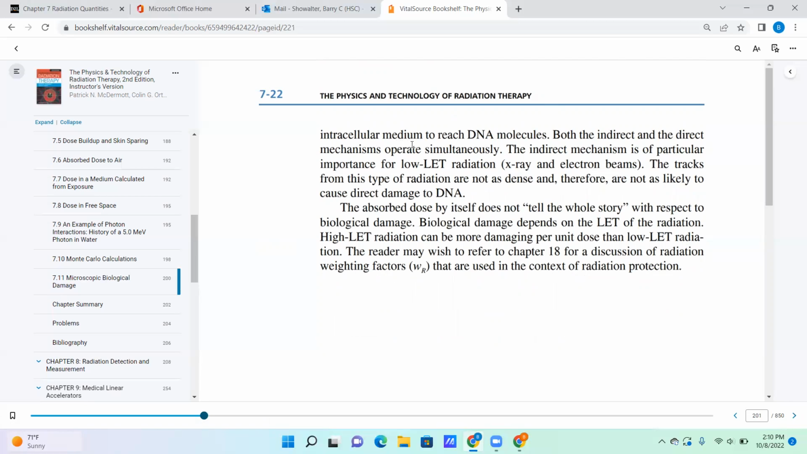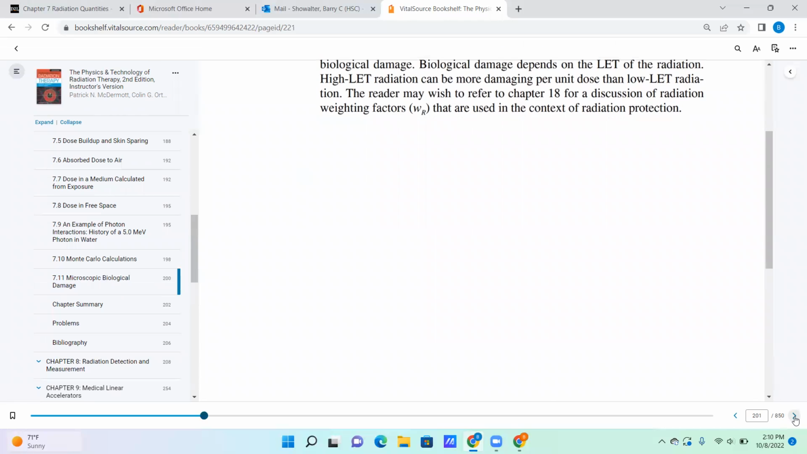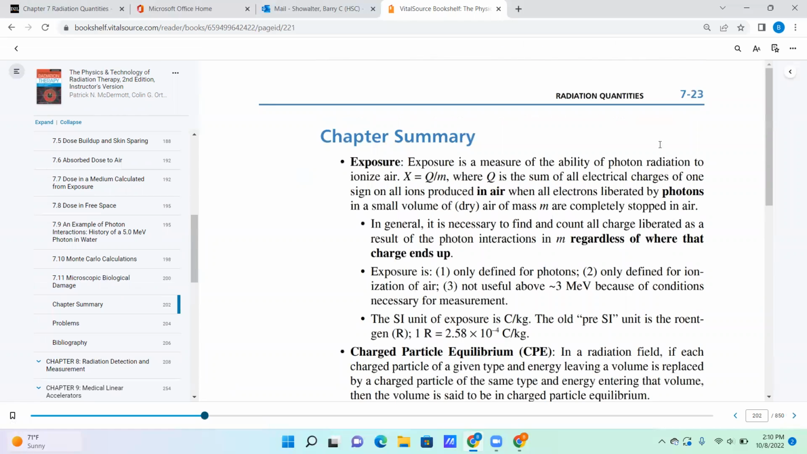The indirect mechanism is of particular importance for low LET radiation. The tracks from this type of radiation are not as dense and therefore not as likely to cause direct damage to the DNA. Absorbed dose by itself does not tell the whole story with respect to biological damage. Biological damage depends on the LET of the radiation. High LET radiation can be more damaging per unit dose than low LET radiation. And there are more sections on this. And that leads us to the summary.